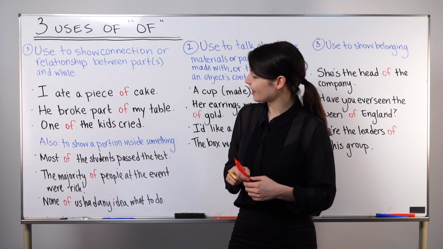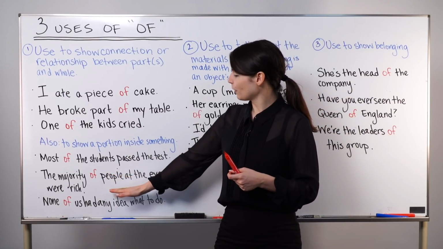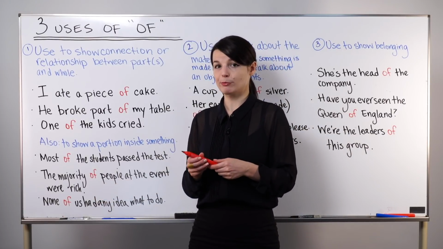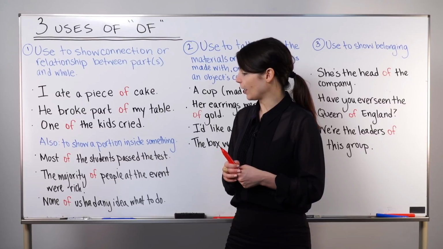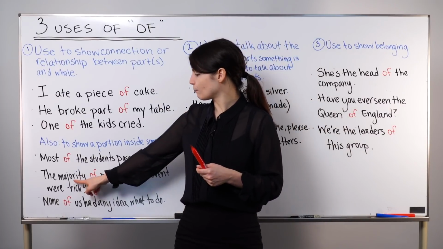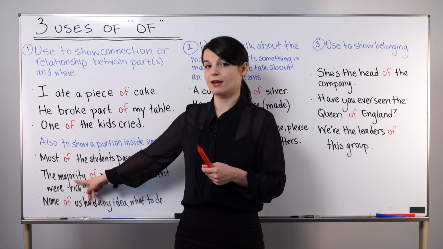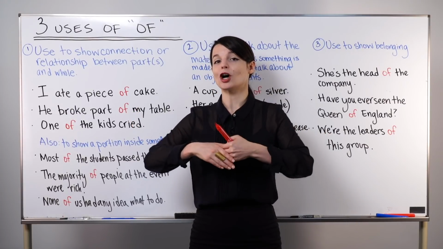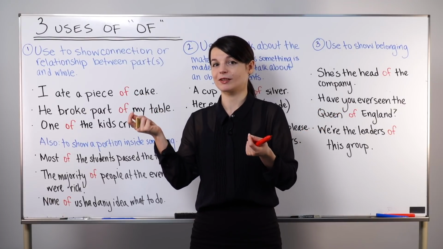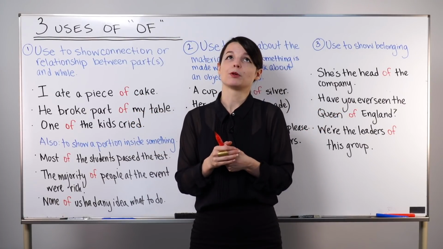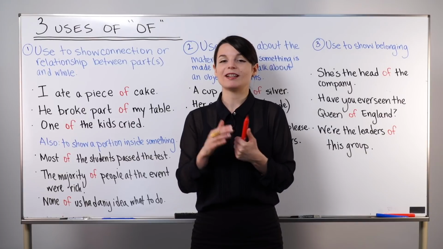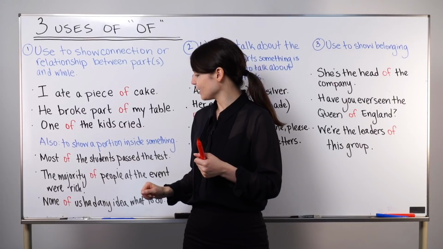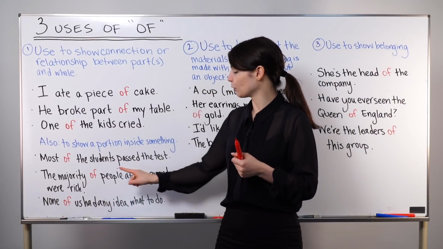Okay, let's look at another example. The majority of people at the event were rich. Okay, so here I'm using majority, the majority. So majority is another way to say most, the largest number of people, in other words. So majority, for example, could mean like 80% of people. Basically, more than 50% is a majority. So the majority of people at the event were rich.